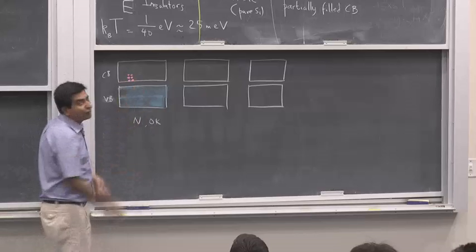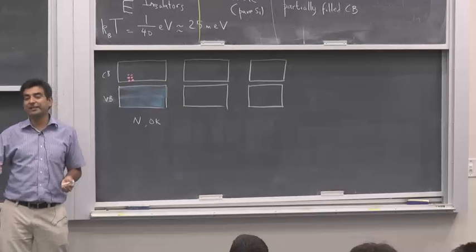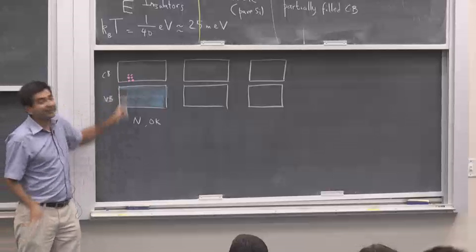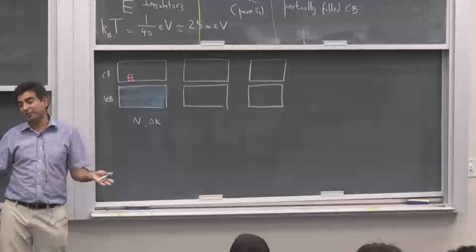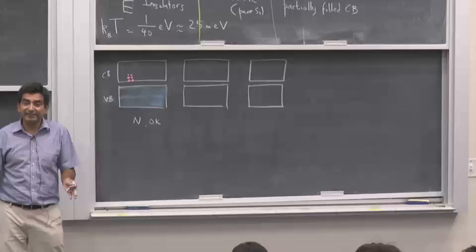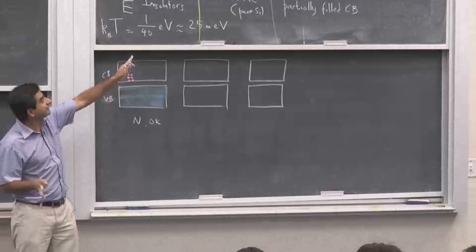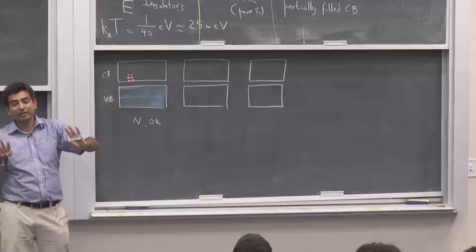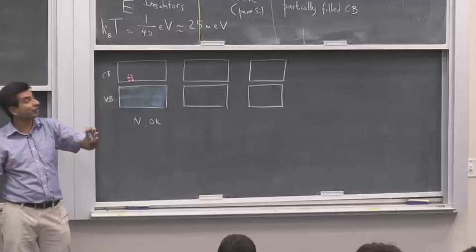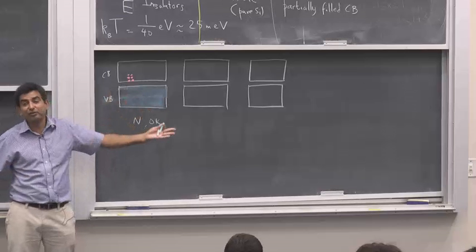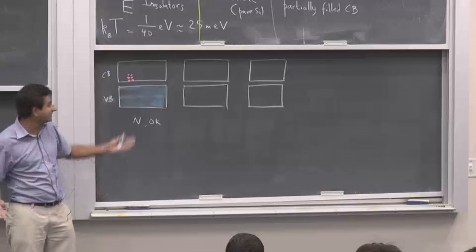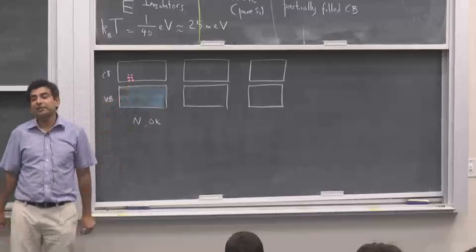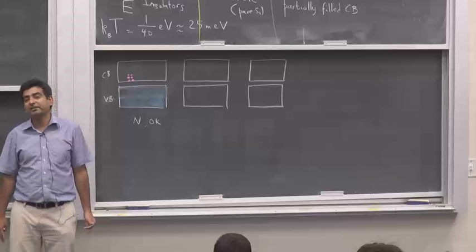And there are only very few of them, because the number of impurity atoms, the number of dopant atoms, is really small. But these free electrons inside the conduction band can contribute to conduction. So even at zero kelvins, an intrinsic semiconductor cannot conduct at all. However, at zero kelvins, an n-type material can conduct because of the presence of these mobile electrons inside the conduction band.